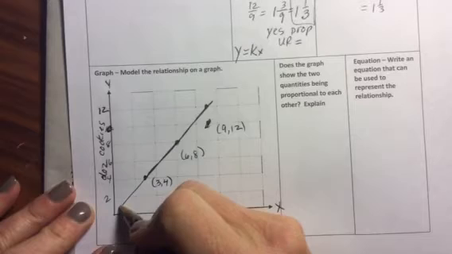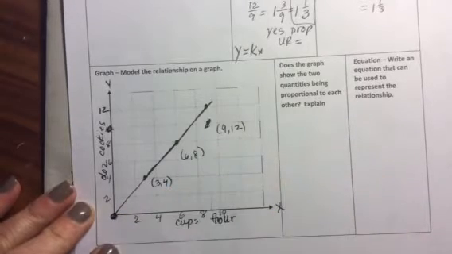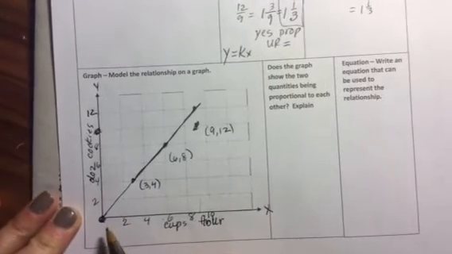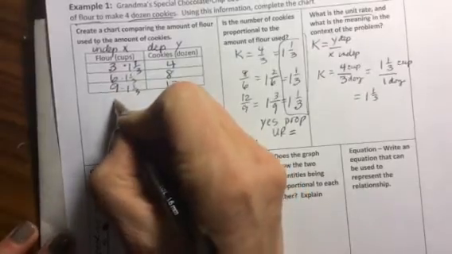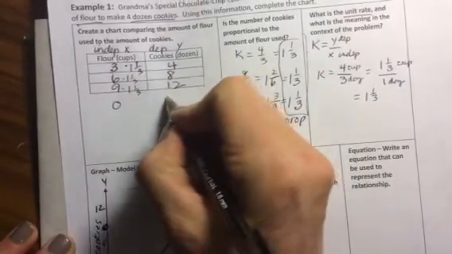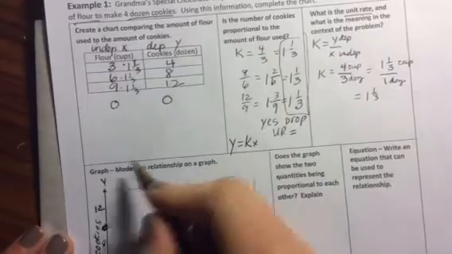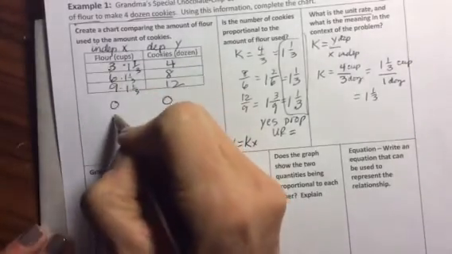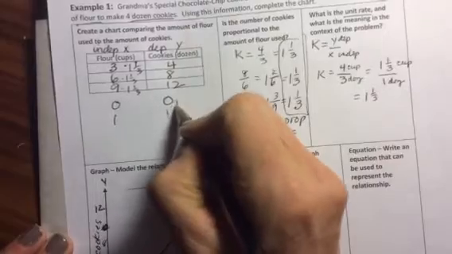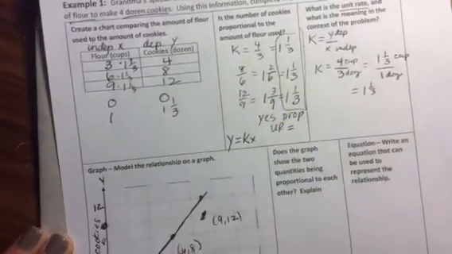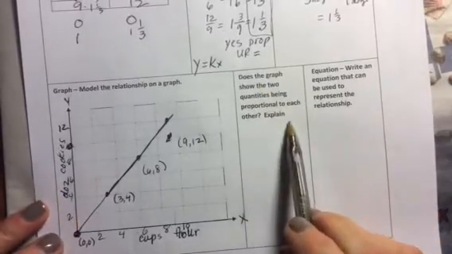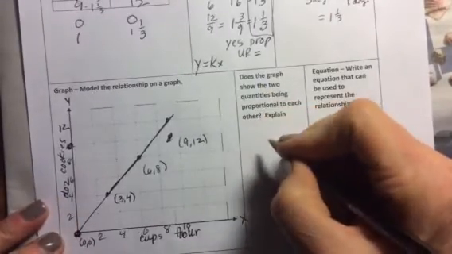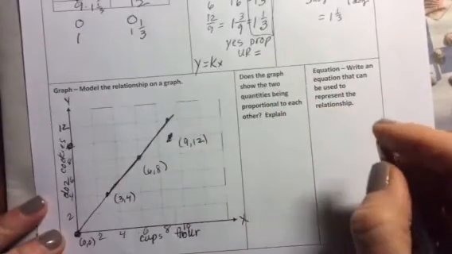And if we come on down, that is going to go through the origin. What does it mean to go through the origin? Okay, well, that's 0, 0. So if I come up here, what's that mean? Well, if I have 0 cups of flour, I'm going to make 0 cookies. All right, and the unit rate we could put on here too. If I have 1 cup of flour, I'm going to make 1 1/3 dozen cookies. All right, so then it says, does the graph show the two quantities being proportional to each other? And that's going to be yes.